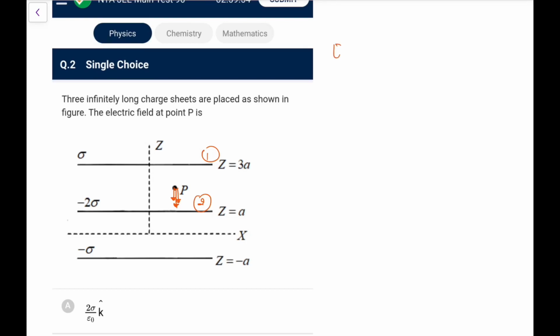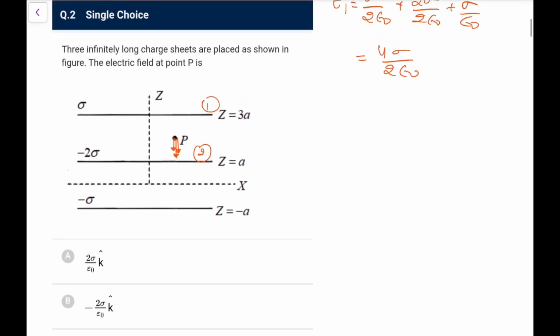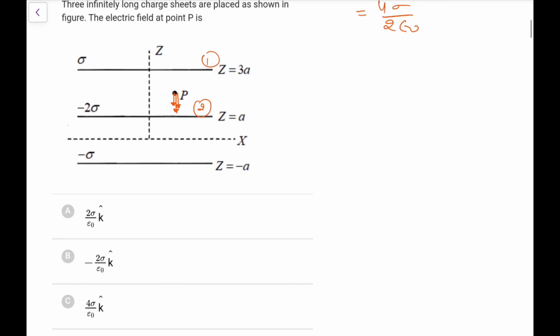So the net field is the addition of all three. The first one generates sigma by 2 epsilon naught, the second one 2 sigma by 2 epsilon naught, the third one sigma by epsilon naught. So it is 4 sigma by 2 epsilon naught, downwards, so minus k cap. So minus 2 sigma by epsilon naught k cap, that is going to be the option. Looking at it, I will go for option B.